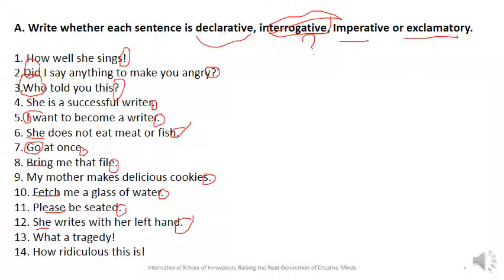Number 13. What a tragedy. This sentence is expressing a certain emotion, a certain feeling. Even though it starts with what, what here doesn't work as a question word. This sentence also ends with an exclamation mark. So this sentence is an exclamatory sentence. How ridiculous this is. This sentence also expresses a certain emotion, expresses someone's feelings, and ends with an exclamation mark. So this sentence, even though it starts with how, is an exclamatory sentence.